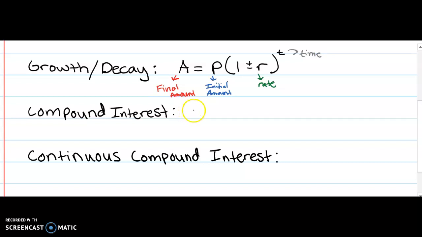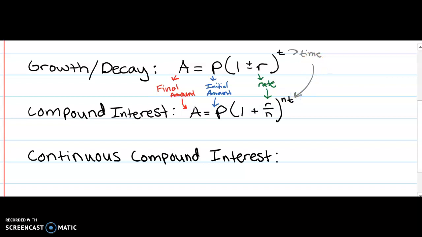For compound interest, we have A is equal to P(1 + r/n)^(nt). Okay, and then we have very similar parts. So this A is again my final amount. This P is my initial amount. The r is my rate. And the t is my time.